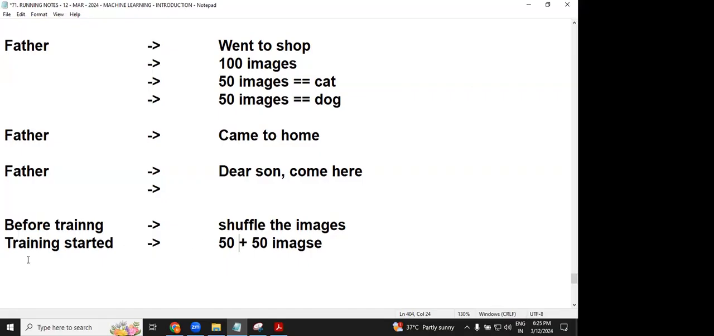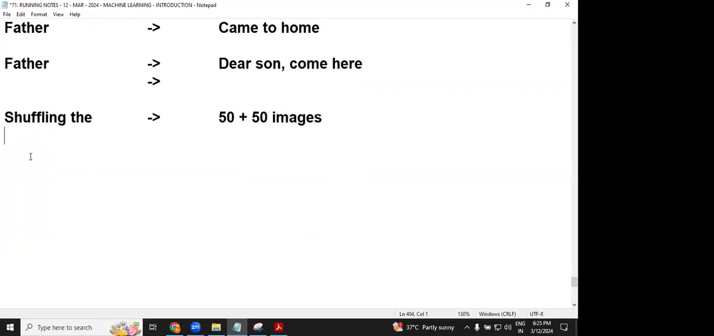Good. Shuffling the images. Very, very important. Get ready. Shuffling the images. Now, training started.